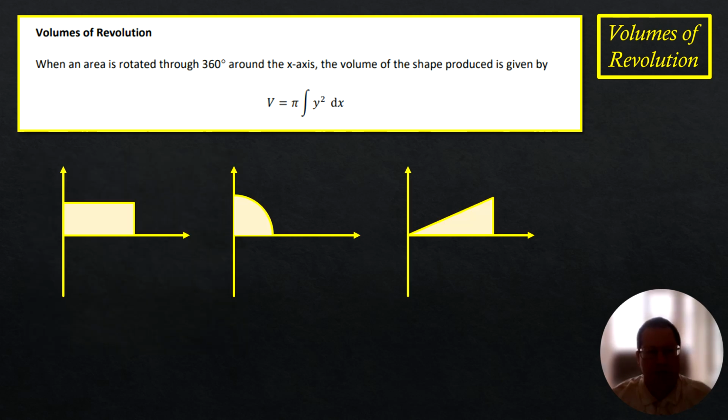As a little thought experiment, just imagine rotating each of these areas around the x-axis. The one on the left would trace out a cylinder. The one in the middle would trace out a hemisphere. And of course, if you took a semicircle and rotated that, you could trace out a whole sphere. And the one on the right will trace out a cone.